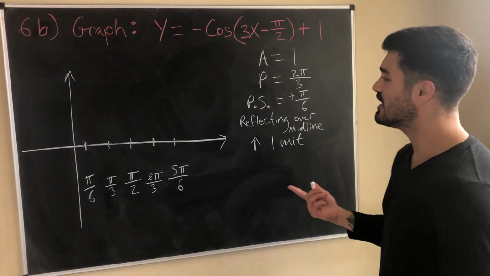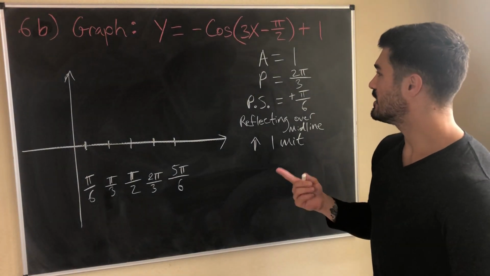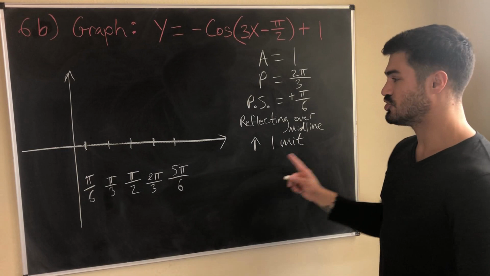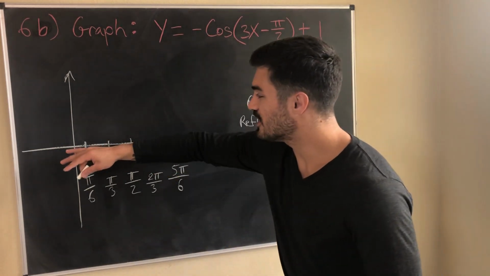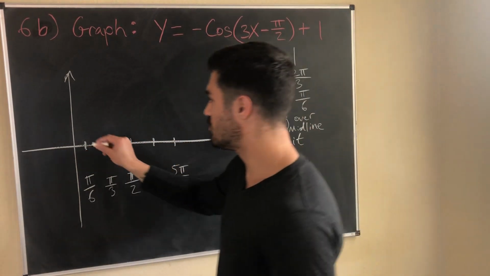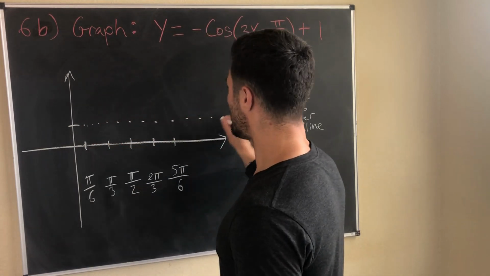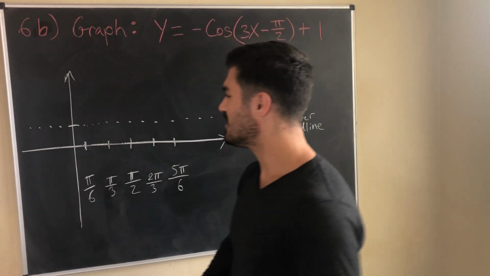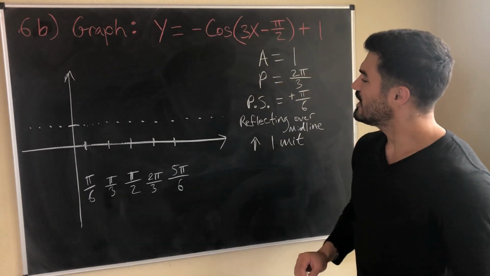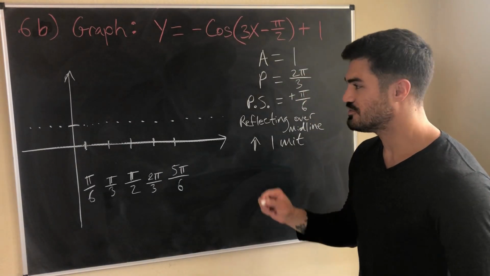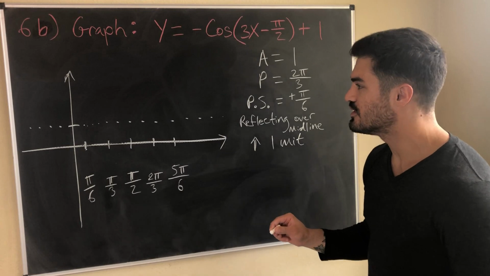Let's see what we can do next. We're probably going to next go ahead and graph the midline. So since we're shifting up 1 unit, our midline is moving from the line y equals 0 to the line y equals 1. So I'm going to draw this 1 here, do a little dotted line because that's what we're oscillating about.